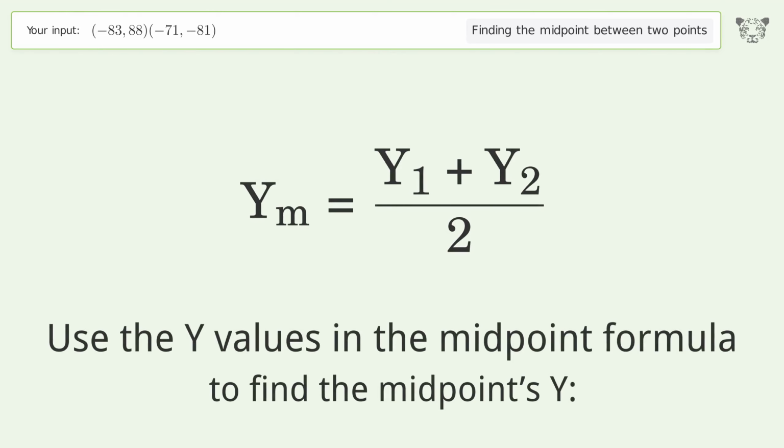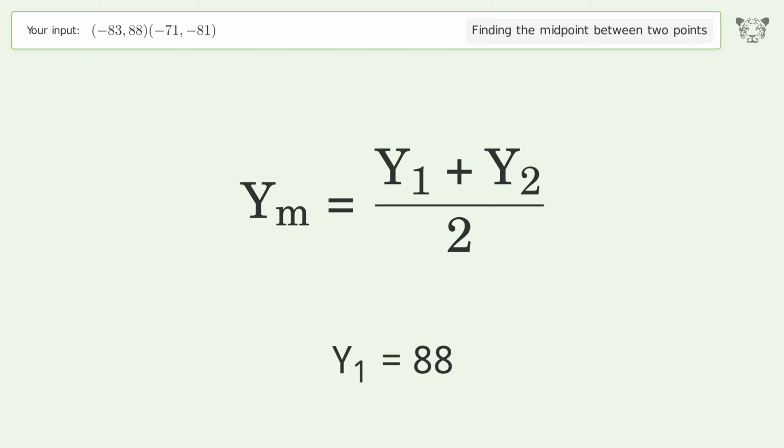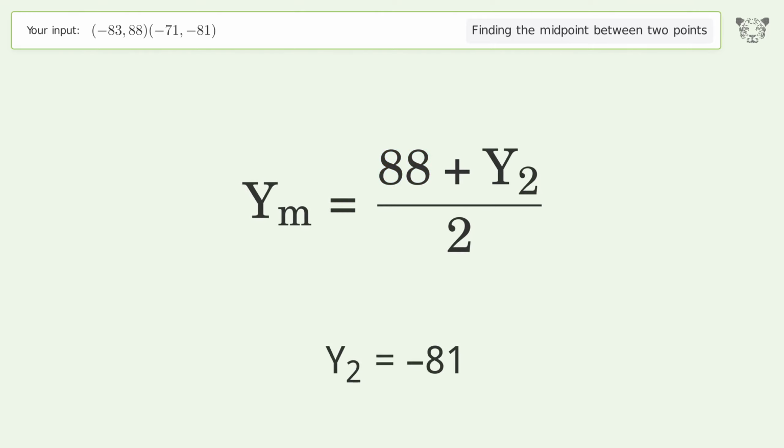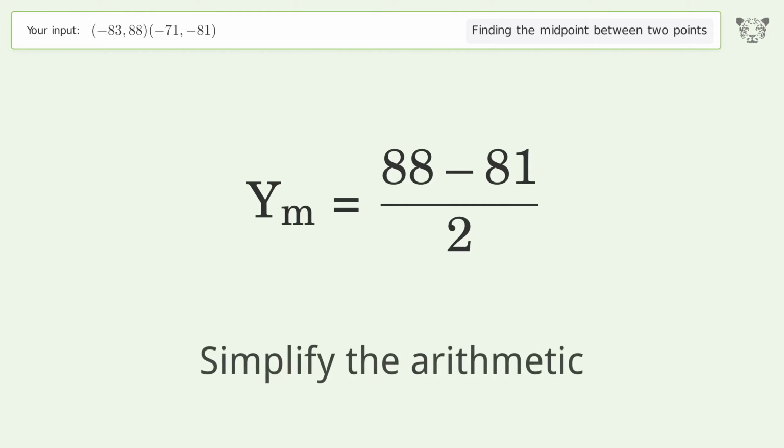Use the y values in the midpoint formula to find the midpoint's y. y1 equals 88. y2 equals -81. Simplify the arithmetic.